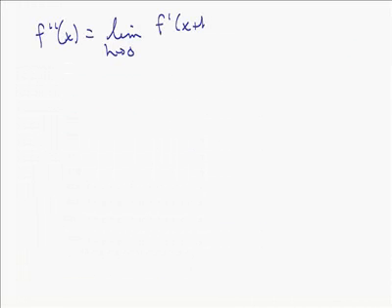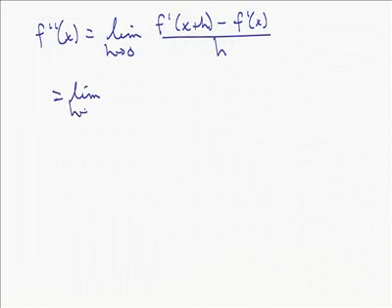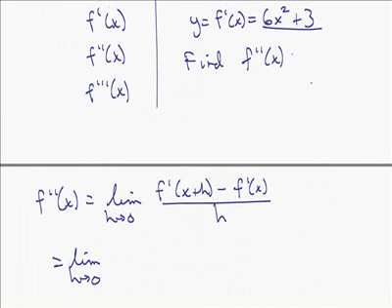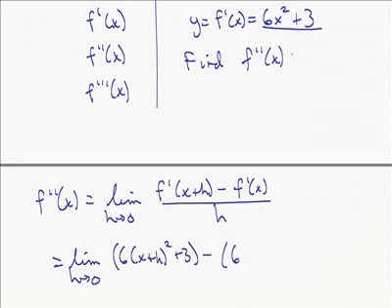So let's do that. f double prime of x is going to be the limit as h approaches 0 of f prime of x plus h minus f prime of x divided by h. Okay? So the function here is f prime that we're putting in an x plus h and an x to find this difference quotient. Well, that's going to be the limit then as h approaches 0. Let's see, f prime of x plus h. Well, f prime was 6x squared plus 3, so we'll have 6 times x plus h squared plus 3 minus f prime of x. Make sure you put that in parentheses, so minus 6x squared plus 3. All that divided by h.